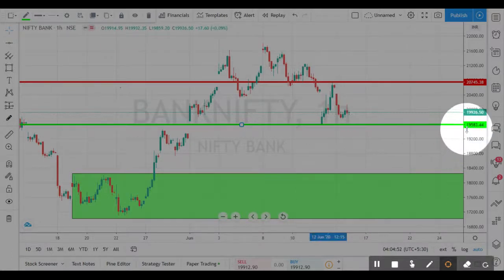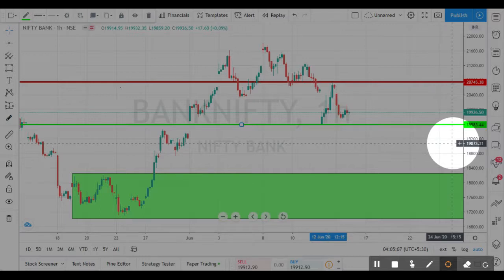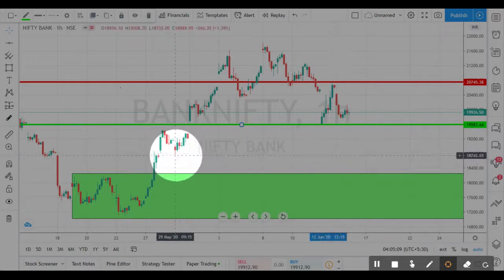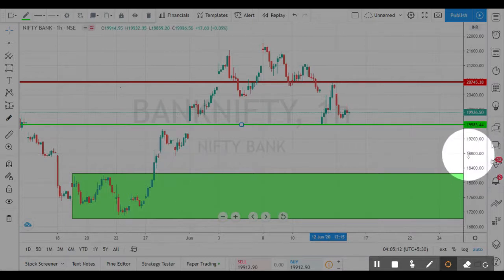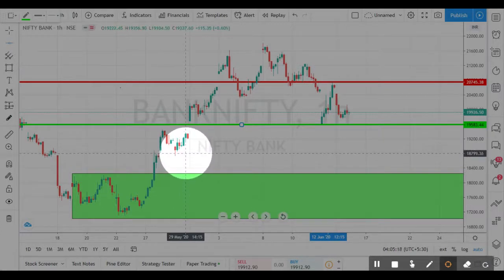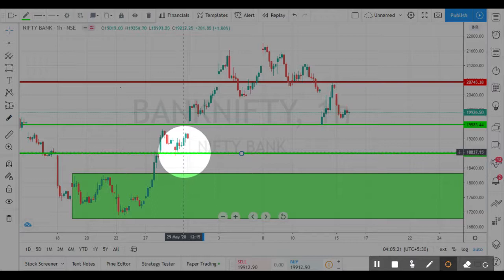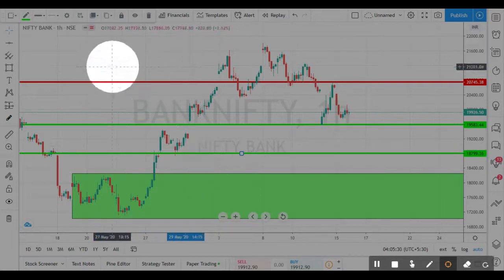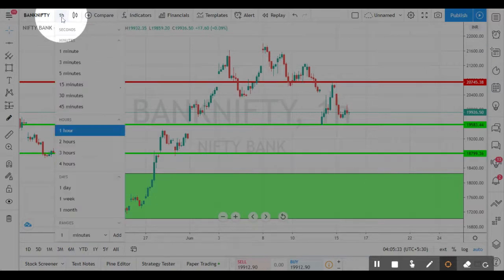So now friend, whenever market will break down in the coming session, market will go down from 19,583. You can see market moving lower to this support. This support is around 18,800. We will mark this support 18,800. So my friend, on the lower time frame, I will show you our execution time frame, which will be 15 minutes. So now we will move to 15 minutes.